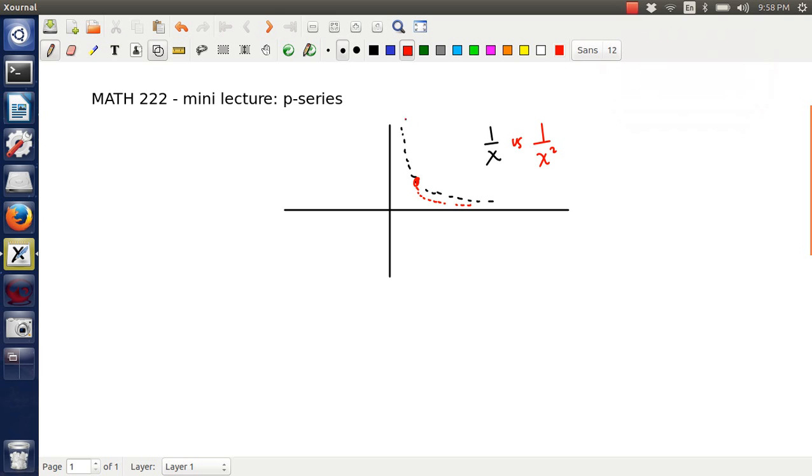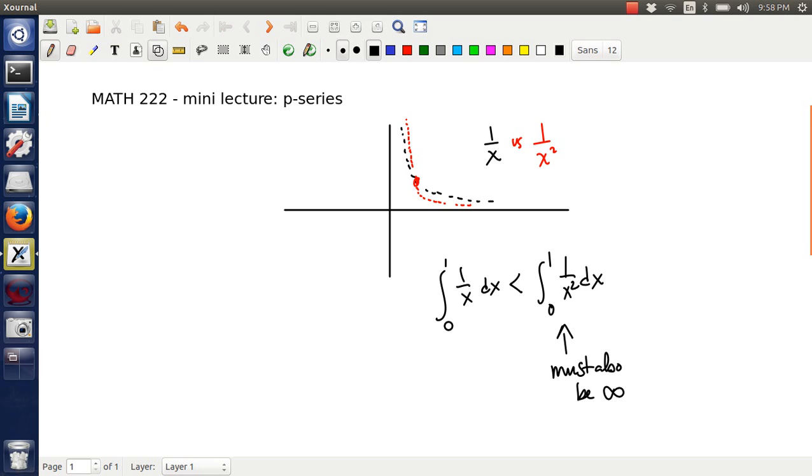However, on the other side of this curve, it's going to be the opposite effect. So when x is smaller than 1, x between 0 and 1, when you square something, it gets smaller. So when you take the reciprocal, it gets bigger. So obviously, by the comparison test, if the integral from 0 to 1 of 1 over x diverges, and this red thing is larger, then obviously this must also be infinity. Okay? So that much we know.